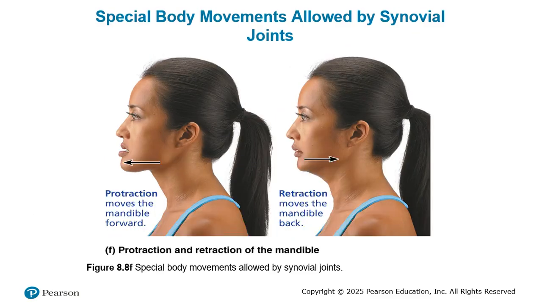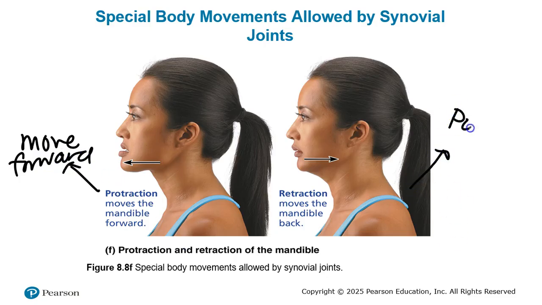Let's move on to the last special body movement, which is going to be protraction and retraction. This is all about the mandible being pulled out, the mandible being pulled back in. So protraction is going to be moving a body part forward. You can also say moving the body part anterior. And of course, retraction is going to be pulling the body part back.